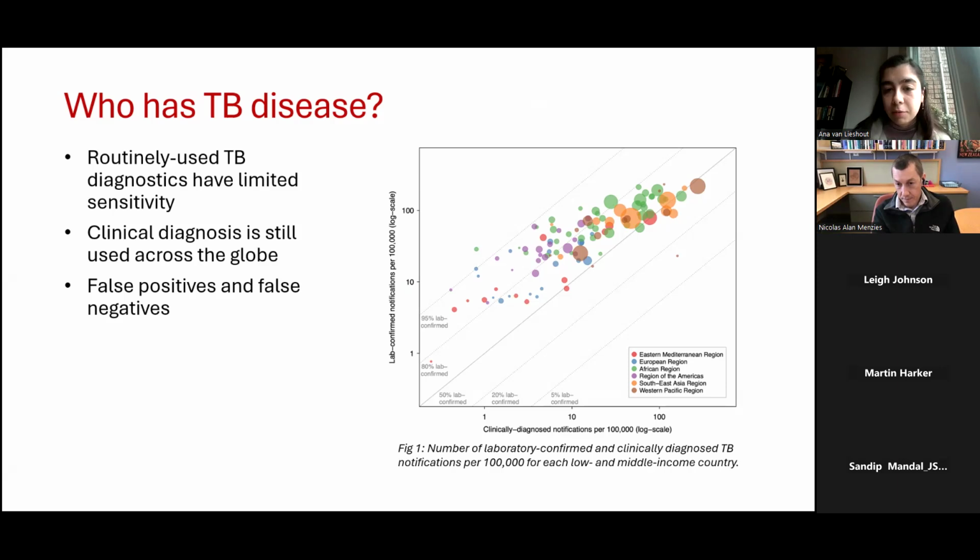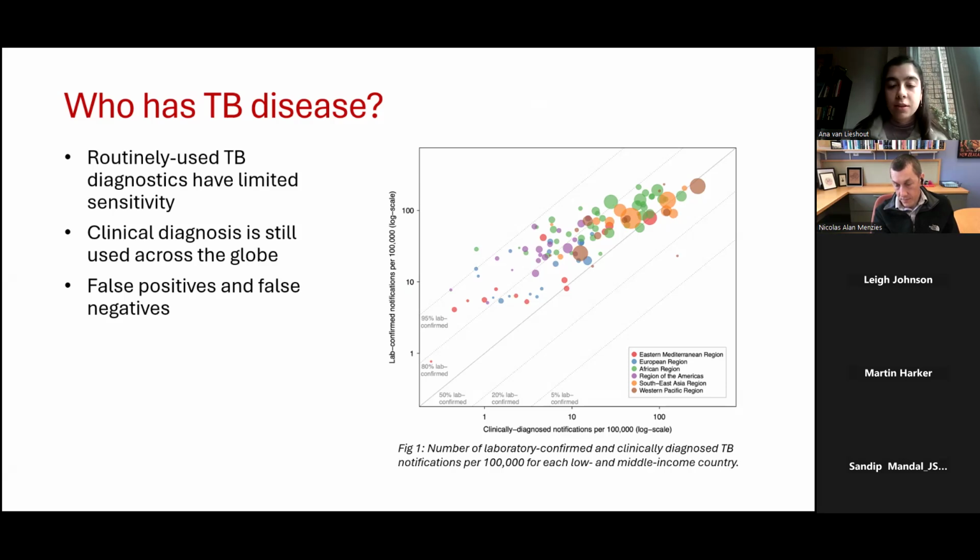And I think this is very prevalent when we look at the figure on the right. So the figure shows clinically diagnosed notifications per 100,000 individuals, and the y-axis is the lab confirmed notifications. And it's clear that both of them are still being used a lot. So lab confirmed cases are important, but also these clinically diagnosed notifications.